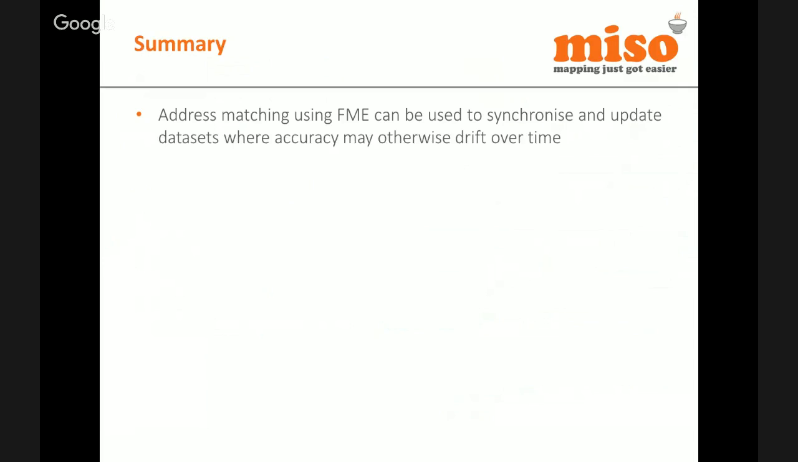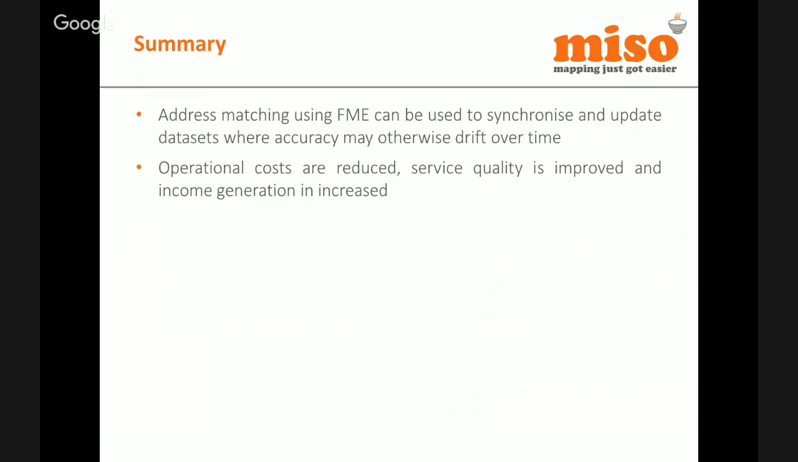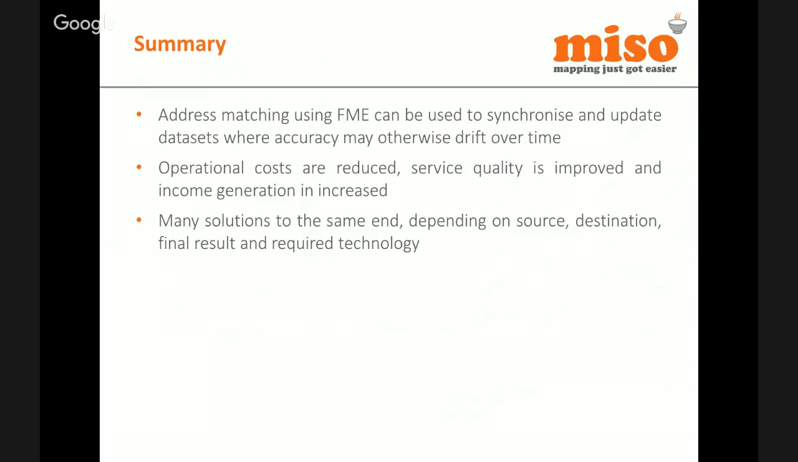So in summary, address matching using FME to synchronize or update data sets that might be altered by the users, bring those changes in. Quality is improved. There are many solutions to the same end. So I quickly touched on others. We mainly went down a Python route, but you could go a feature merger route. You could start from a database. You could use feature readers to pull in small sections at a time, depending on what you've got, where you want to go, what reports you want to make, and what technology you're using.